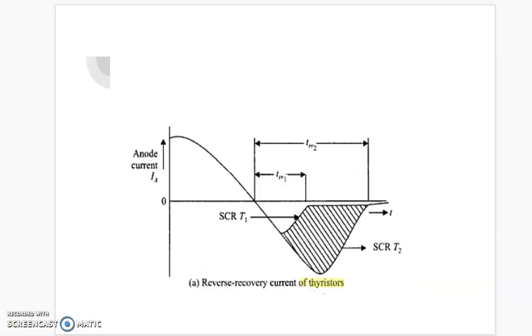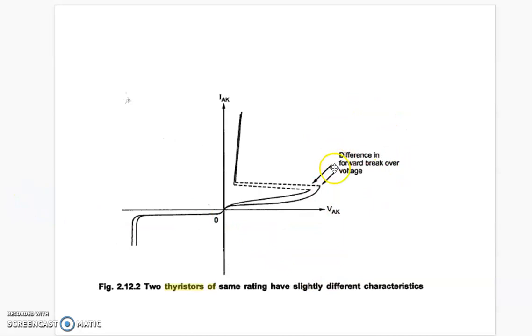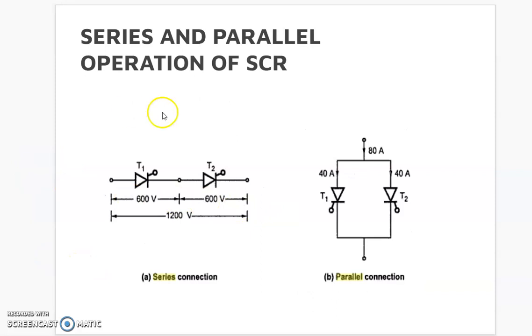This is another graph which shows this. Even if two SCRs have the same rating, you can see that the reverse recovery current of the SCRs differs. For SCR1 T1, this is the reverse recovery current, but for SCR2, this is the reverse recovery current. So what problem might occur if there is a delay in reverse recovery current, or a delay in breakover voltage? Let me explain with this diagram.